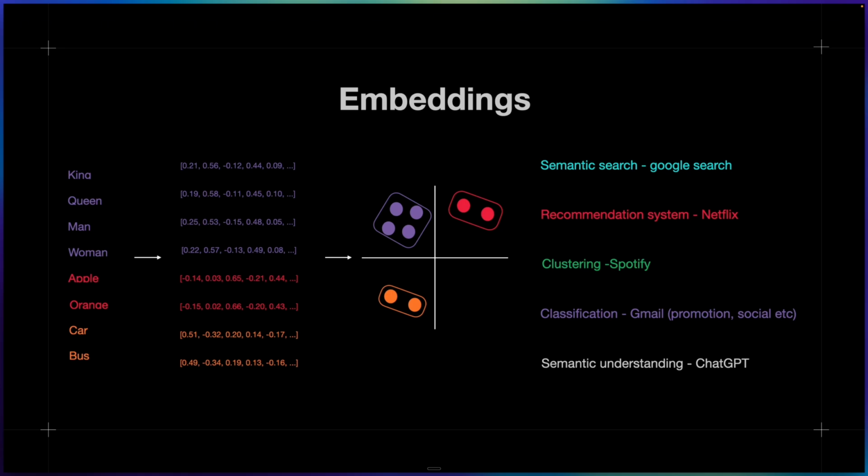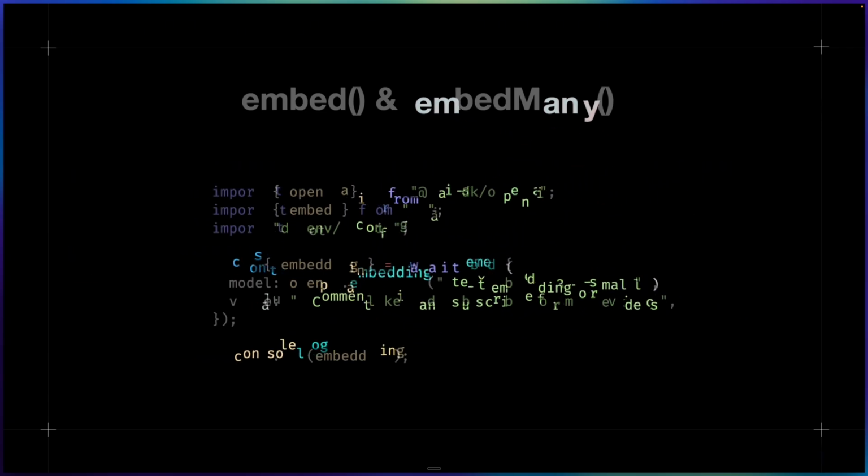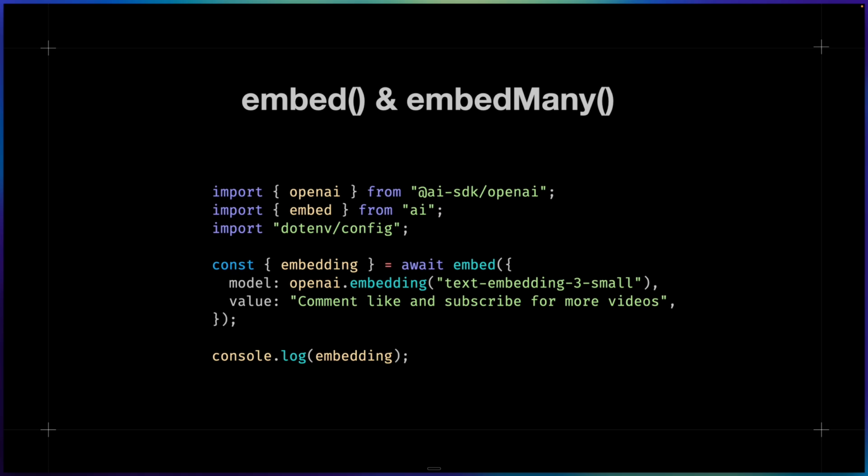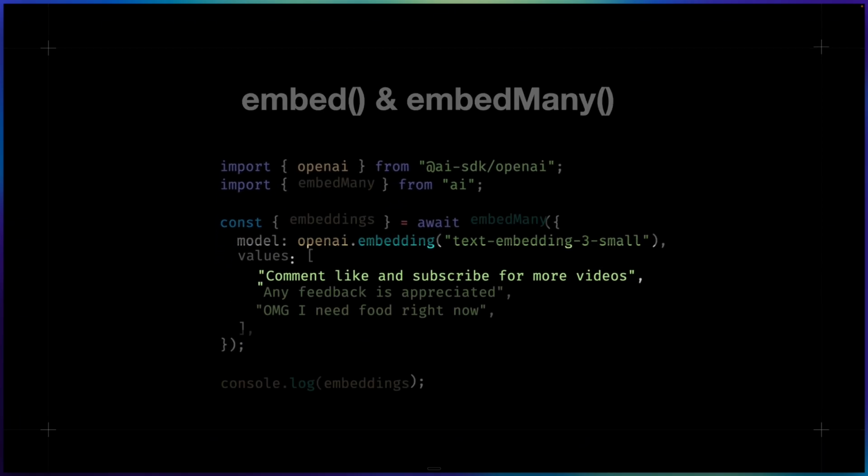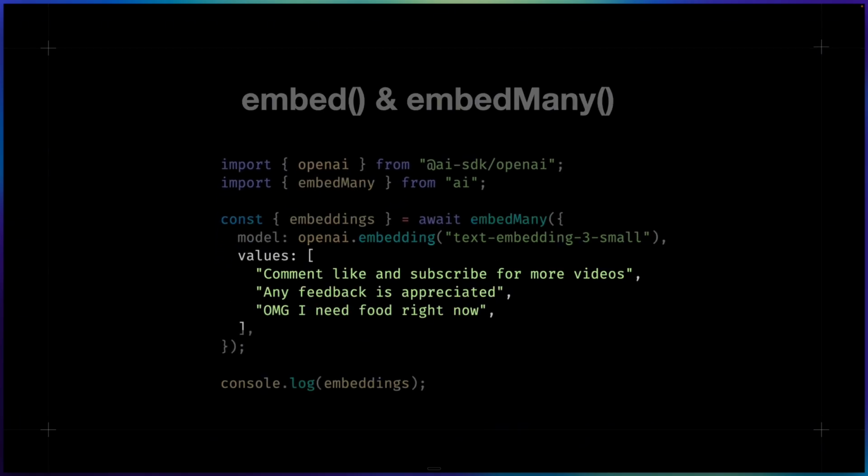Now that we know what embeddings are, how do you use them in Vercel's AI SDK? Super simple, just call embed. It takes one input and returns the embedding. Now, if you want to embed multiple pieces of text at once, use embedMany. You pass in an array of text and get back an array of embeddings.